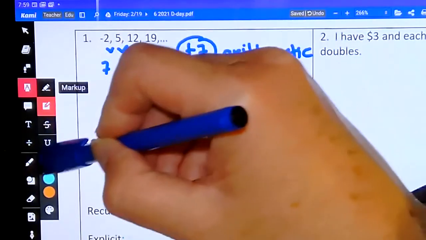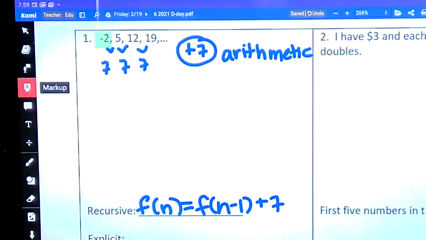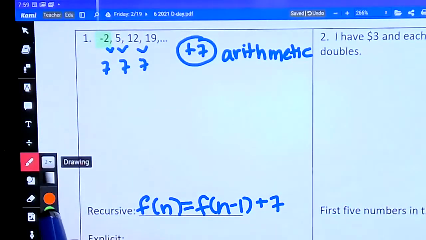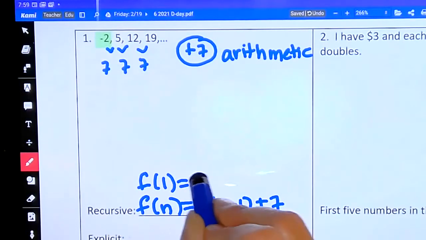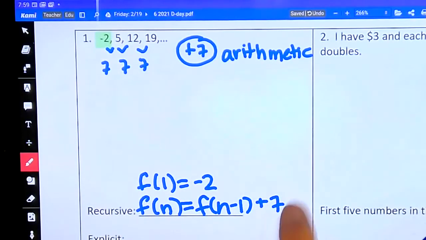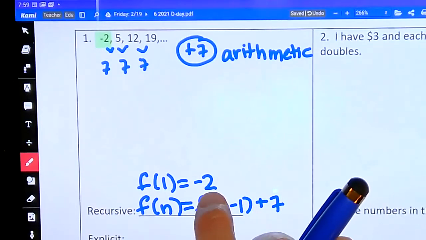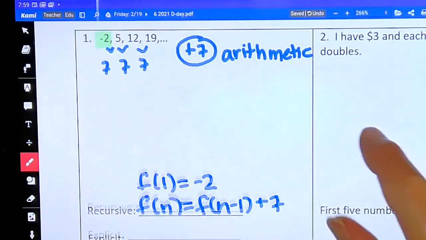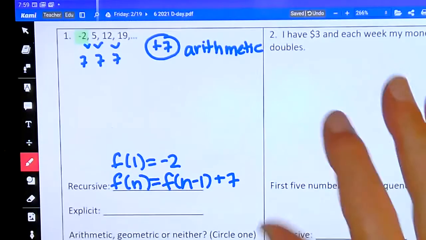So I am just going to grab this highlighter. This is my start, that -2. That's my first term, my f of 1. So I'm going to say f of 1 is equal to -2. So not only do I know that I'm adding 7 in the sequence, I know what to start with. Now for my explicit equation, I'm going to write it in two different ways.